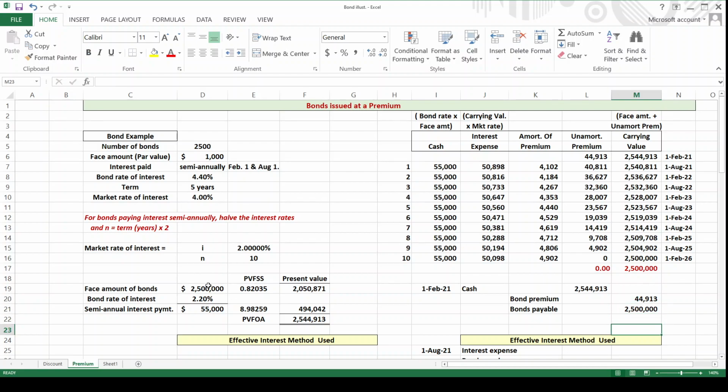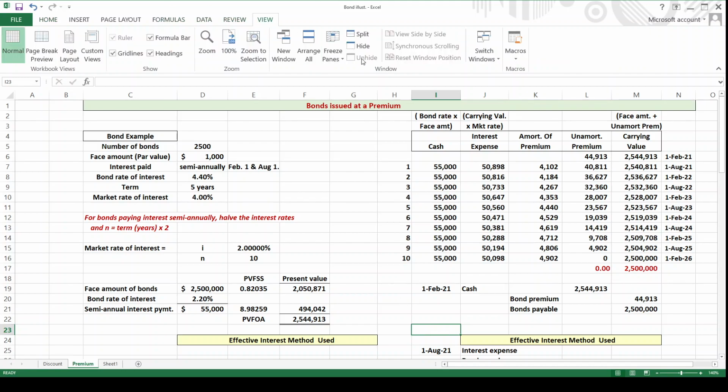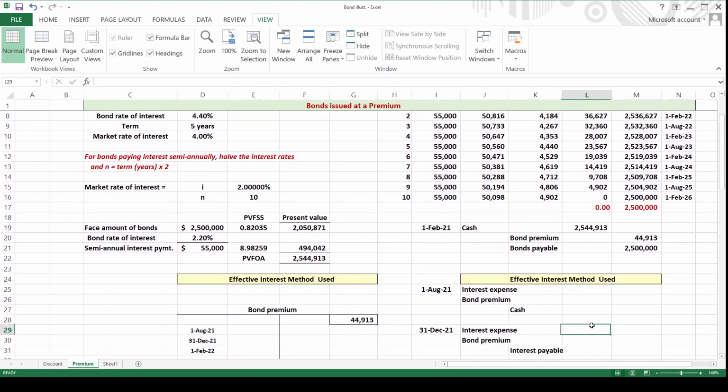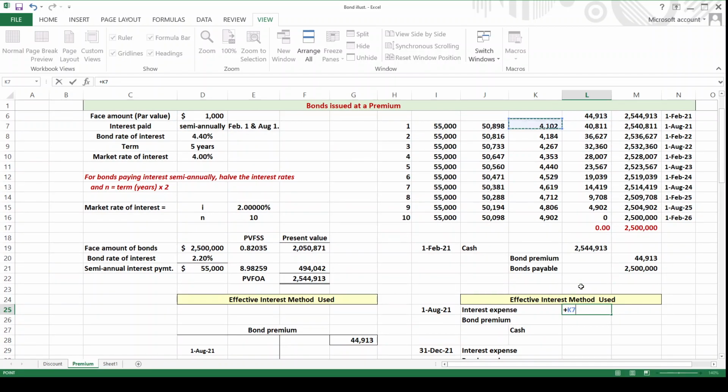All right, so let's do the first semi-annual interest. Let me see if I can do a little something here. I shouldn't experiment while I'm doing these things, but I'll try it. Freeze the top row. Let's see if I did this correctly. Probably not. Okay, here we go. Interest expense. I'm going to take the numbers right off of what? The chart. So there's my interest expense.